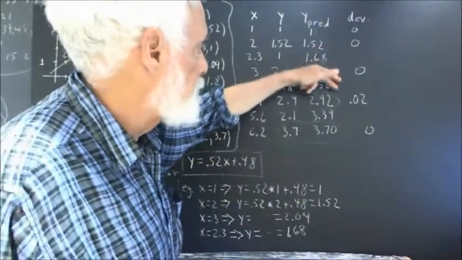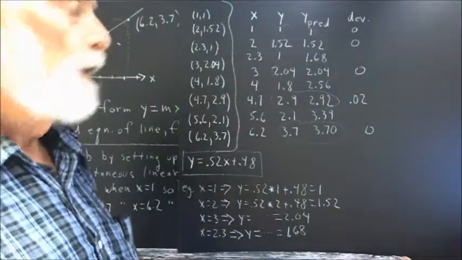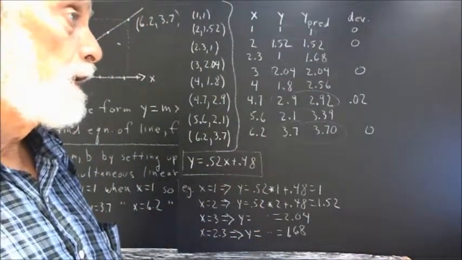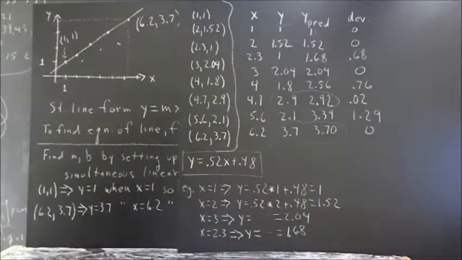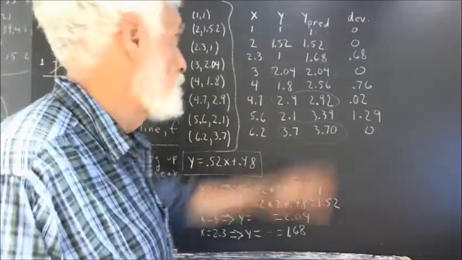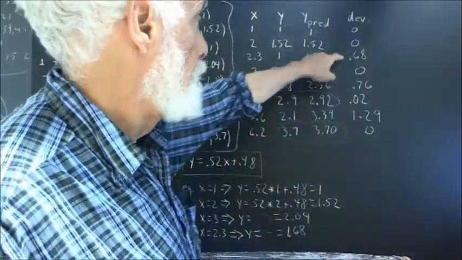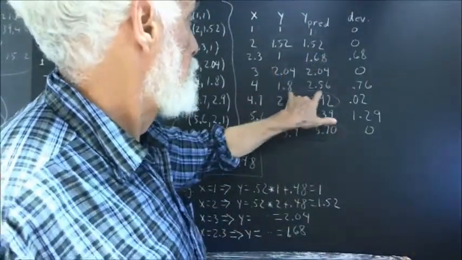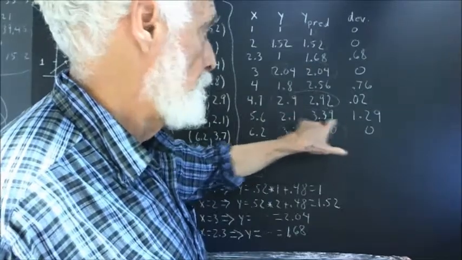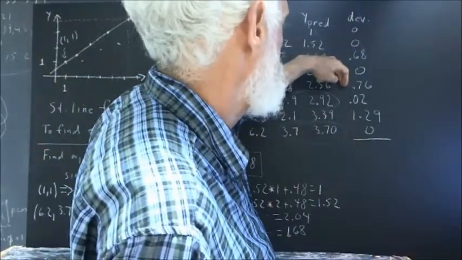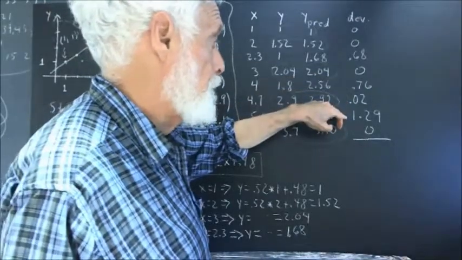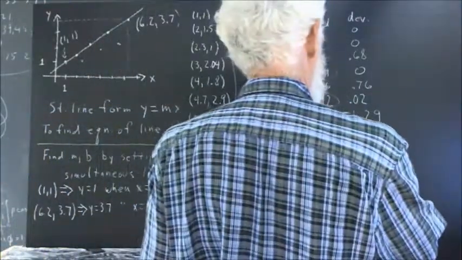Now we have 3 points here where there are significant deviations. You ought to go ahead and calculate those just for practice. Well, hopefully you've done that. I went ahead and did it. The deviations are 0.68, 0.76, and 1.29, unless I've made an error. And if we add these up, we get what? 0.68 and 0.76 is 1.44, 1.46. So that's going to be 2.75, I believe.